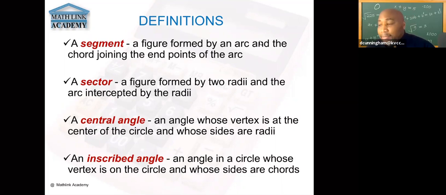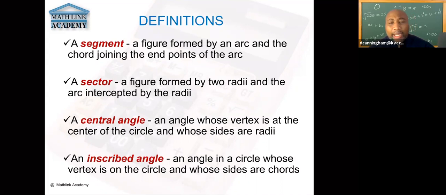Segment. A segment is a figure formed by an arc and the chord adjoining the endpoints of the arc. We'll look at that a little bit. So think about what I'm saying, a segment. It's formed by an arc. We know what an arc is, and the chord joining the endpoints of the arc. Now, a sector is a little different. It's a figure formed by 2 radii, so 2 radii and the arc intersected by the radii. So notice the difference. Let's look at that.